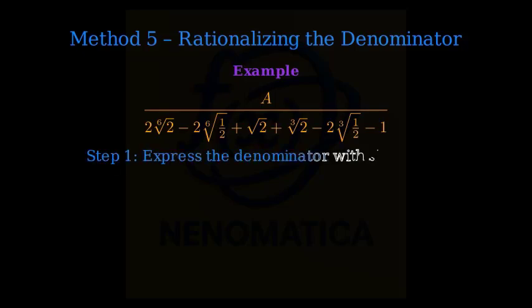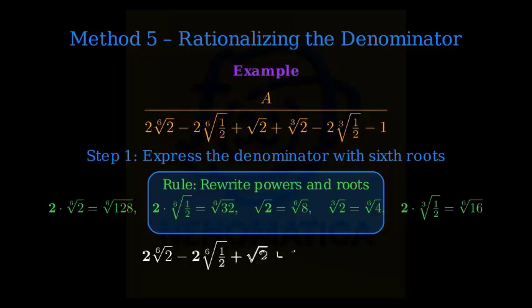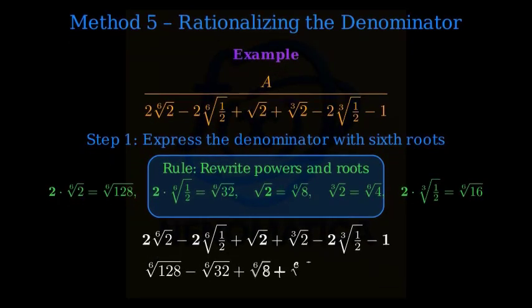Step 1. Rewrite every term in the denominator using 6th roots. This normalization makes the algebraic structure visible. We use power rules: 2 times 6th root of 1/2 equals 6th root of 32, and so on. Watch the denominator change, term by term.